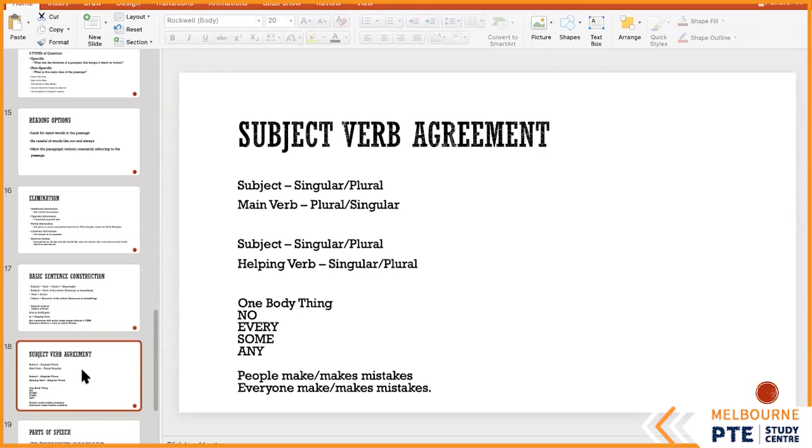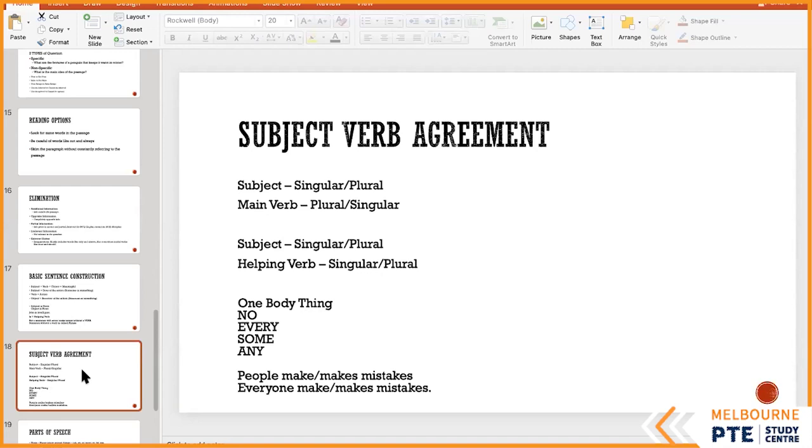All right. So, question. What is a subject-verb agreement? It's a rule. What is the rule? Any idea? Now, the rule is that my subject must agree with my verb. Now, I'm going to give you a simple version of it.